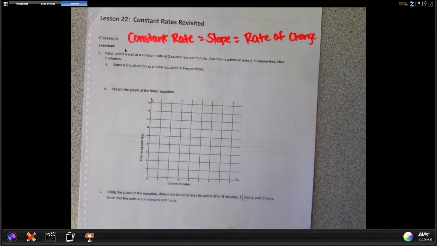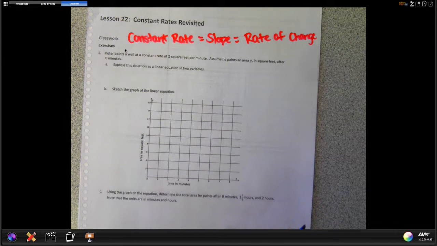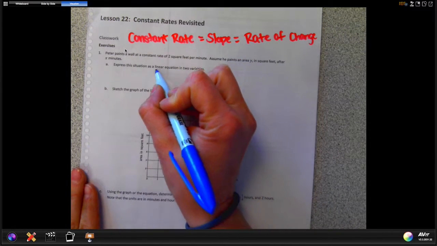Okay, so I want to start on page 131, and I just want to walk through a few examples. What we're going to end up doing here is write some equations and then learn how to use the graph and use our equations to help us, and also to compare the different rates here. So let's start with exercise 1. It says Peter paints a wall at a constant rate of 2 square feet per minute. Assume he paints an area y in square feet after x minutes. Express this situation as a linear equation in two variables.